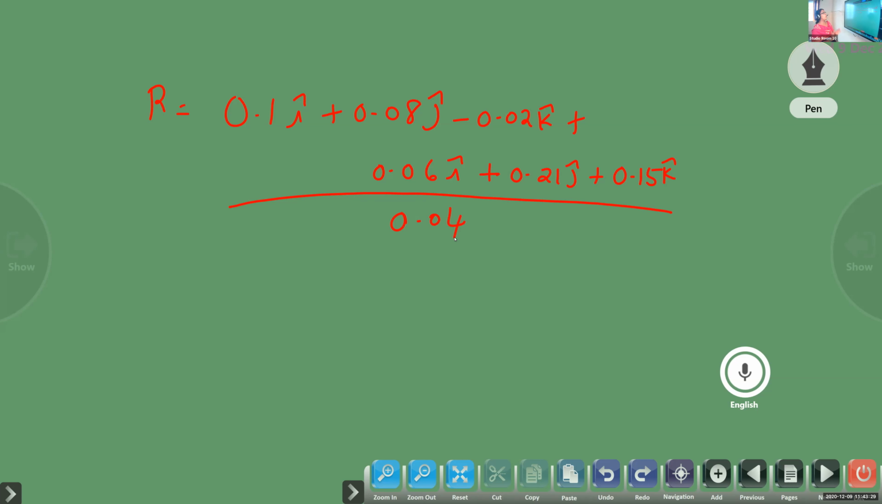Now what you have to do is very simple: add all the i terms, add all the j terms, add all the k terms. This is minus 0.02k and plus 0.15k, and give me the answer.